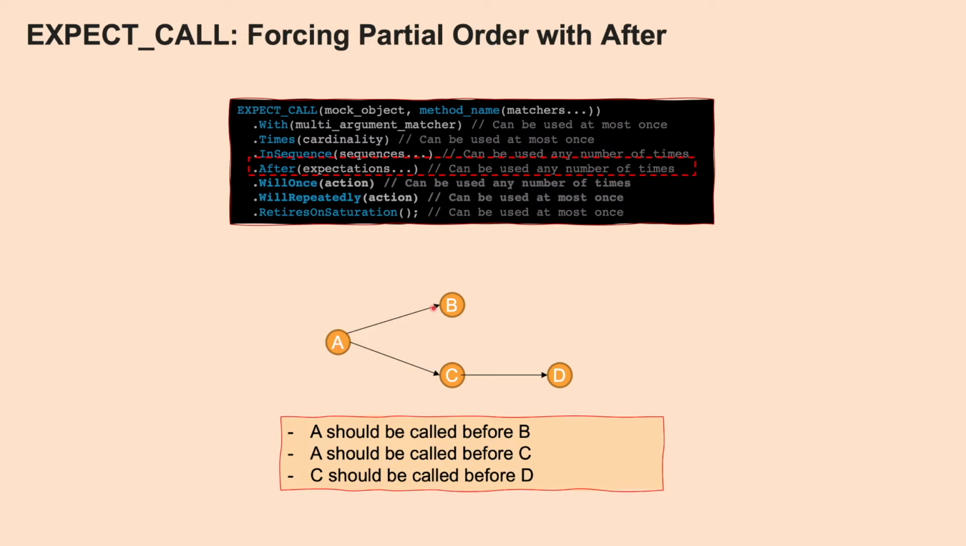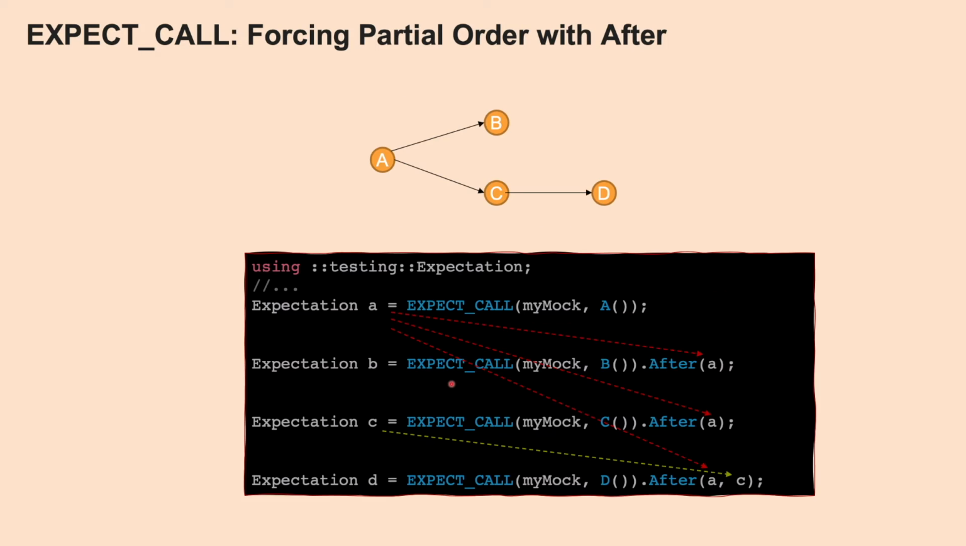Again, back to this example. Suppose you want B to happen after A, and C happen after A, and D happen after C. In order to do this, you can store the return value of the expect call inside a variable of type expectation, which is provided by the Google Test platform. So I'm storing the result of this expect call inside the variable A, and then in the expect call for B, using .after, I provide A. This will make sure that B is being called after A, as we specified inside this graph.